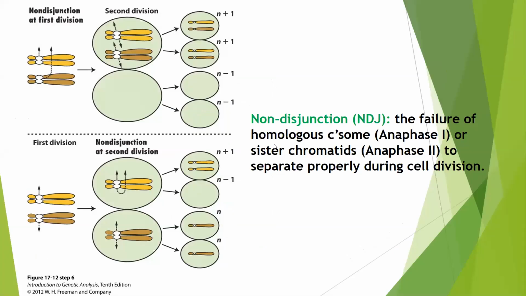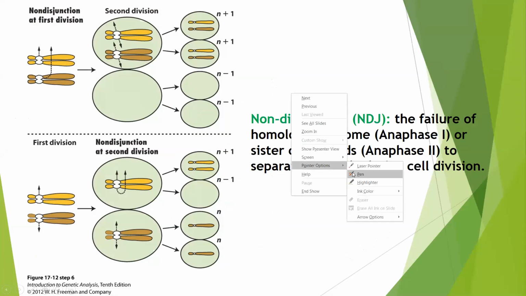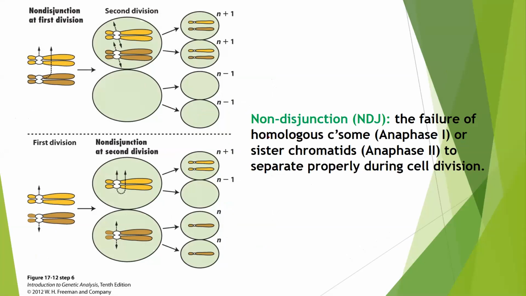Okay, so both situations are rare, and this can cause the aneuploidy, and the non-disjunction could occur at the first cell division or at the second division during the meiosis. Right.